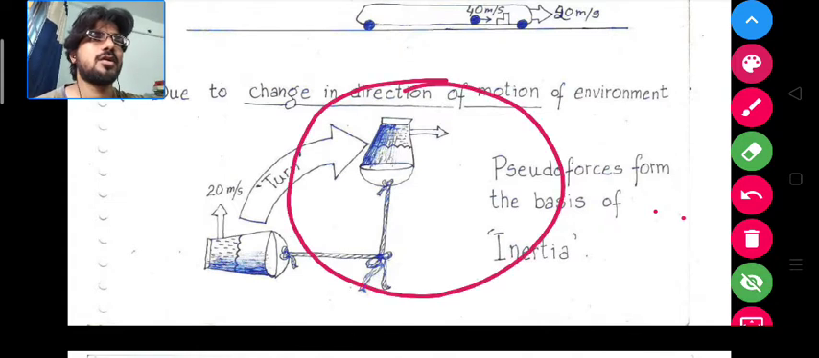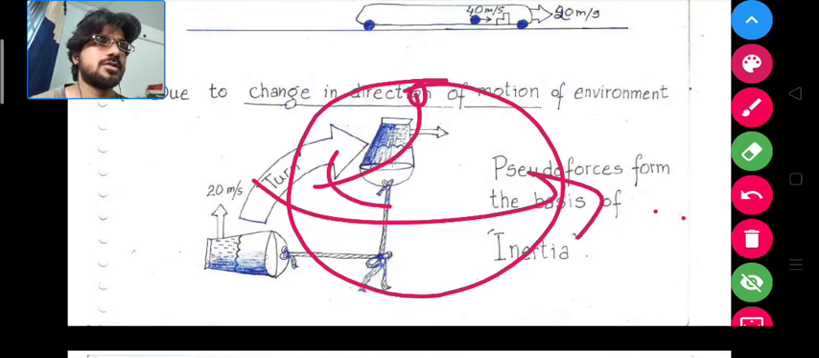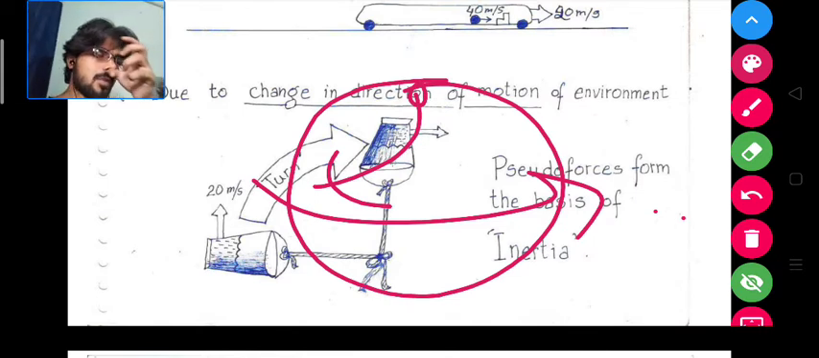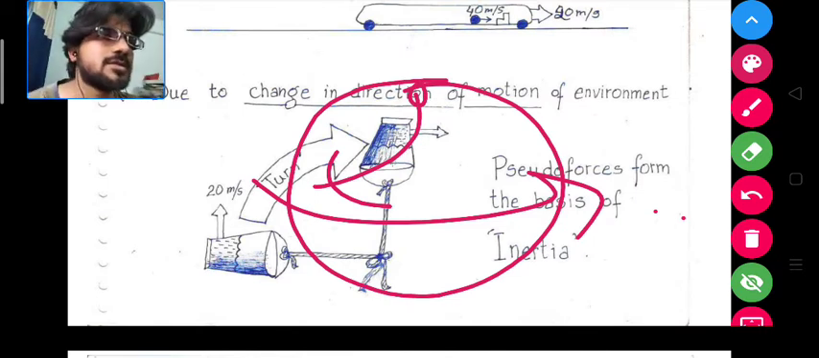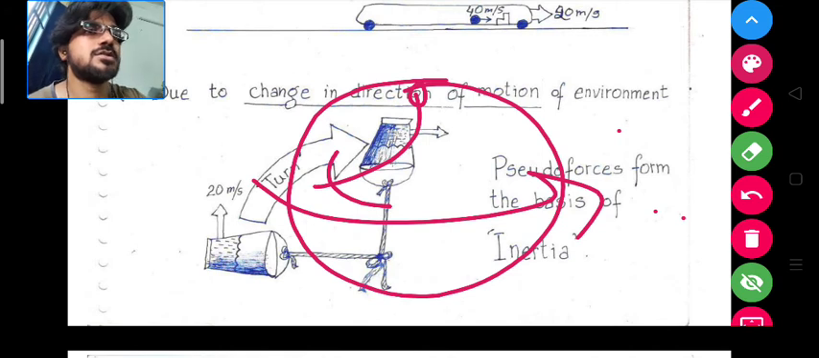When you drop a drop of water on a football and you rotate it, it will shift in the direction opposite to the rotation. Okay, because whenever an object rotates, it experiences a force opposite to the rotation due to the rotation or the curvature of the spherical body, and this force is called the pseudo force.